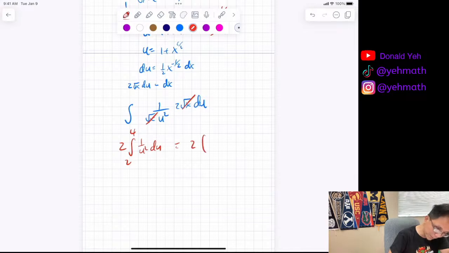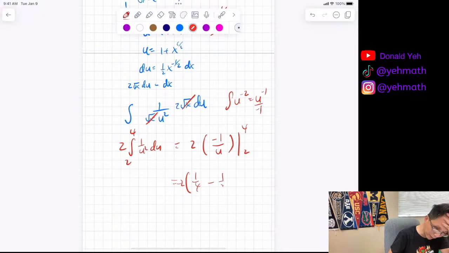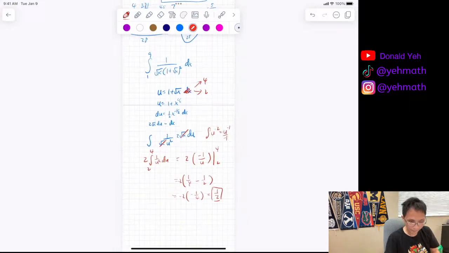So 2 times the integral of u to the negative 2, which is u to the negative 1 over negative 1. So it'll be negative 1 over u from 4 to 2. I'm going to take out the negative sign, so it'll be negative 2 times 1 over 4 minus 1/2. So negative 2 times negative 1/4, that's positive 1/2. The answer is 1/2.